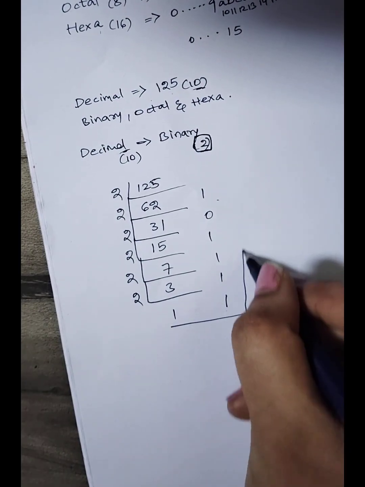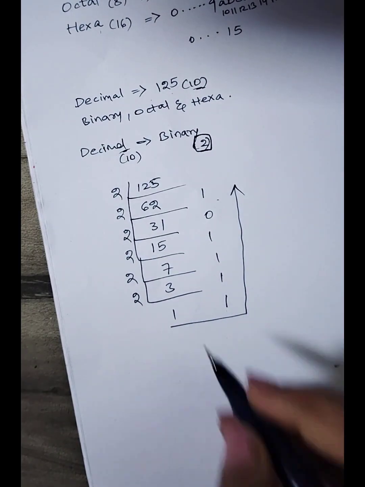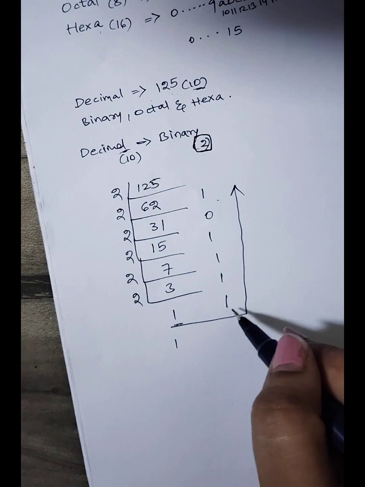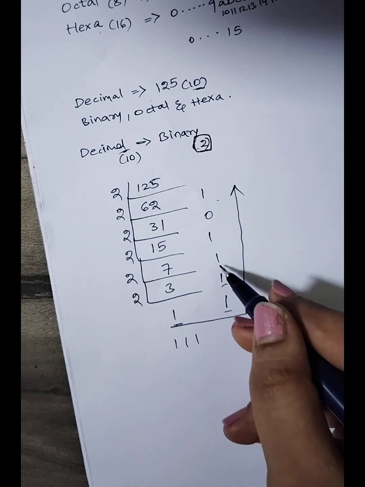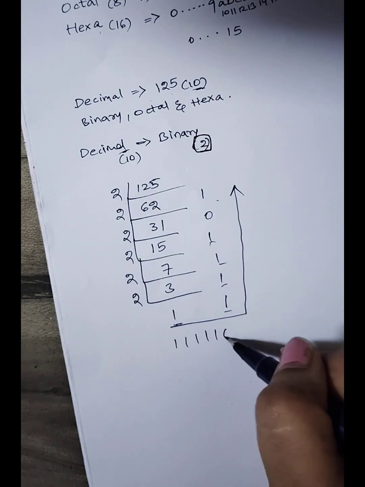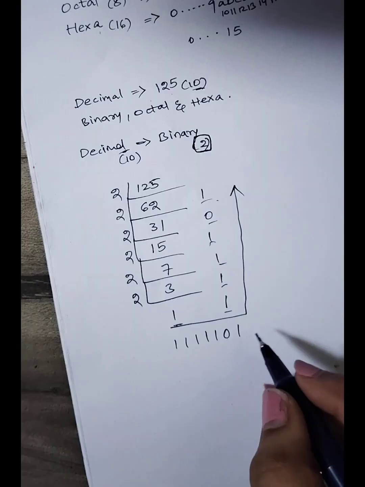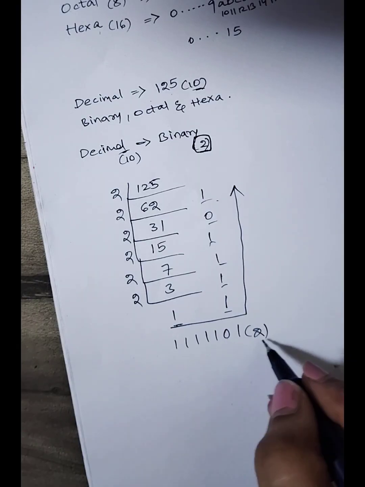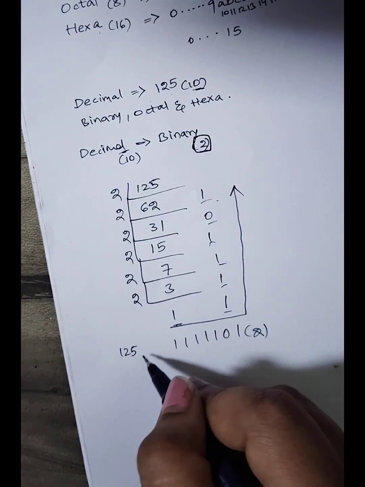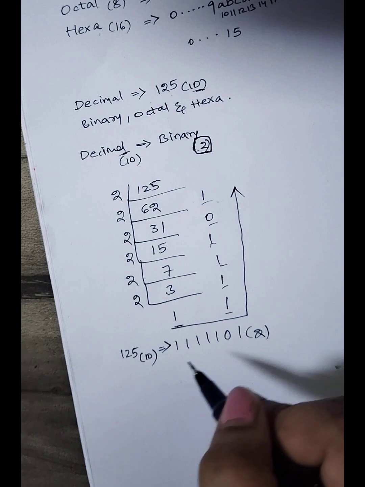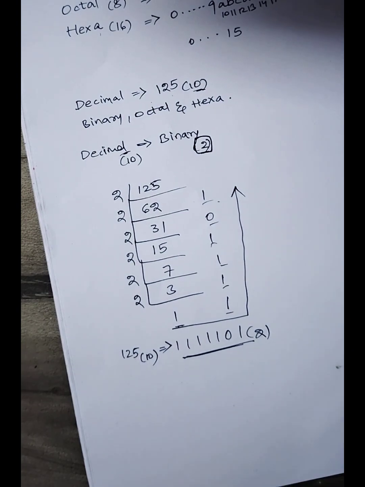So if you take like this, this is the binary number: 1, 1, 1, 1, 1, 0 and 1. So this is the number. If you convert 125 decimal into binary, this will be the output.